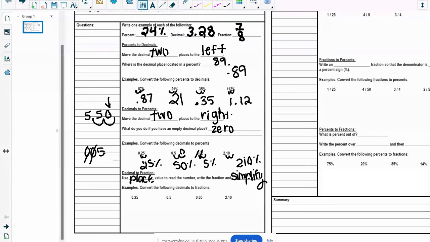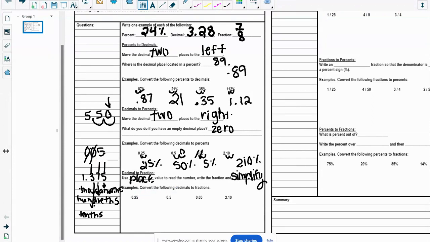So let's just review our decimal places. Like if we have the number 1.375, this 3 is in the tenths place. The 7 is in the hundredths place. And then this 5 is in the thousandths place. Okay, so it goes tenths, hundredths, thousandths.